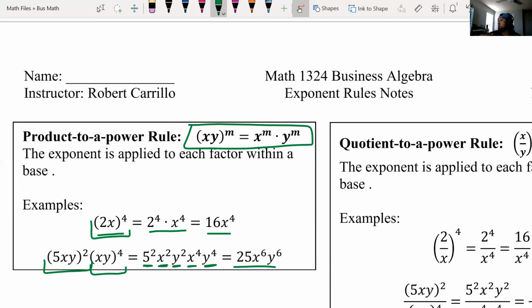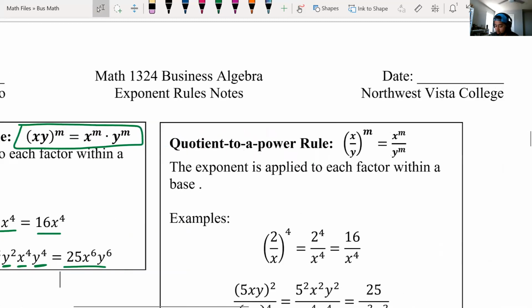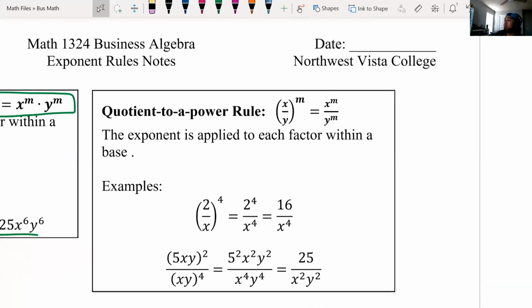So that's product to a power, which means that next is quotient to a power. So if you have a quotient, a fraction raised to a power, you have x over y to the m, which becomes x to the m over y to the m. So first example, 2 over x to the fourth becomes 2 to the fourth over x to the fourth, which becomes 16 over x to the fourth. So we raise again each thing to the power.